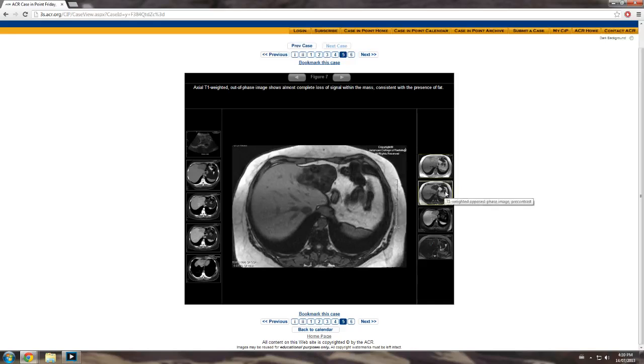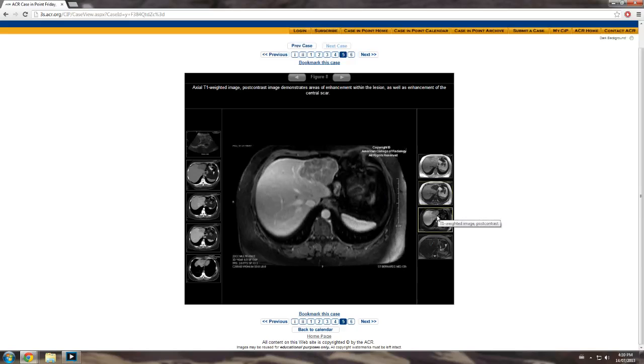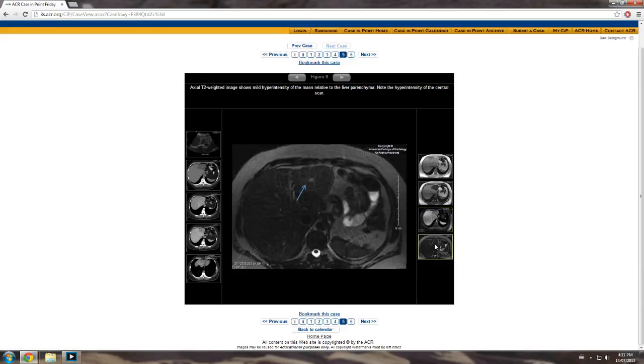On autophase, it shows loss of signals, yes, consistent with presence of fat. Now they talk about the enhancement. I wasn't completely sure, but looking at it retrospectively, I kind of suspected these tiny little bright spots are certainly enhancement. And that tiny little bit, I wasn't sure either, but now, the more I think about it, I'm glad I picked it, because it was right. That is certainly central hyperintensity.